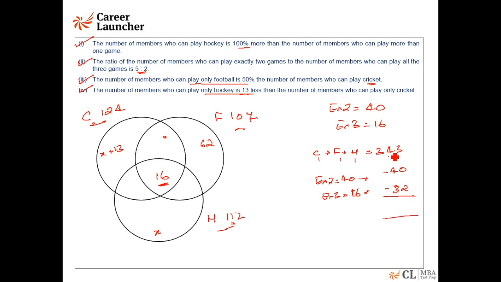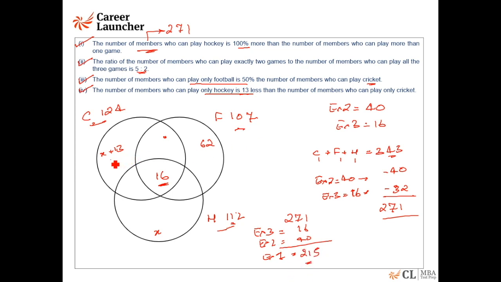So what are we left with? 343 minus 40 is 303, minus 32 is 271. What does this mean? The total number of members is going to be 271. Okay. So out of these 271, exactly 3 is 16, exactly 2 is 40, hence exactly 1 will be 271 minus 56. 271 minus 50 makes it 221 minus 6, 215. So exactly 1 is 215.